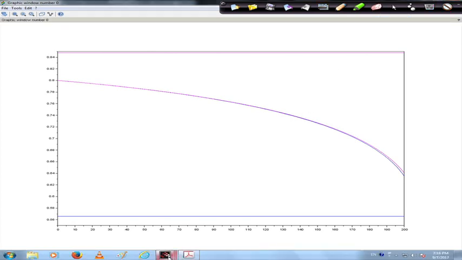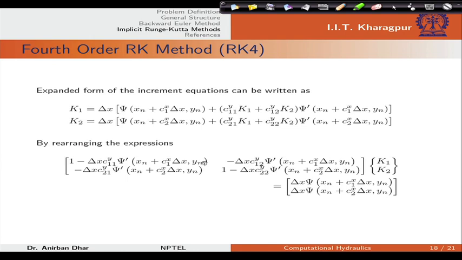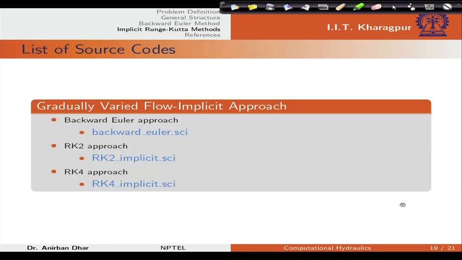Now, in this case we have seen that using backward Euler, second order RK and RK4, we can solve our GVF profile equation, that is the first order initial value problem with implicit equations, and we have discussed this backward Euler approach, RK2 approach, RK4 approach. Now, you can utilize these codes for running and creating the GVF profiles, and you can change different values and get different kinds of GVF profiles out of this.